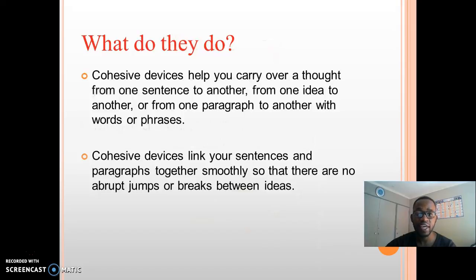Cohesive devices help you carry over a thought from one sentence to another, from one idea to another, from one paragraph to another with words or phrases. Cohesive devices link your sentences and paragraphs together smoothly so that there are no abrupt jumps or breaks between ideas.